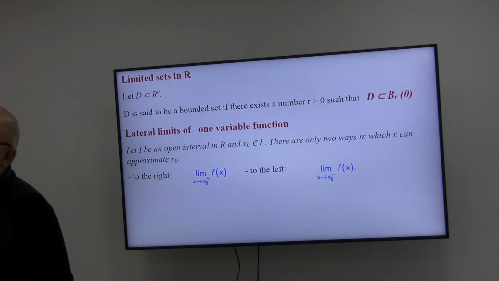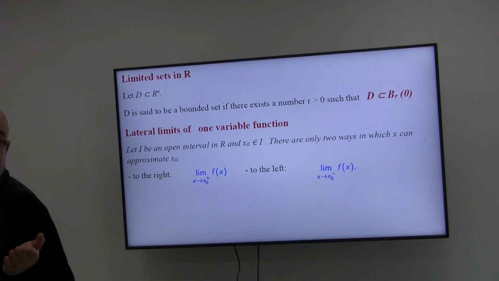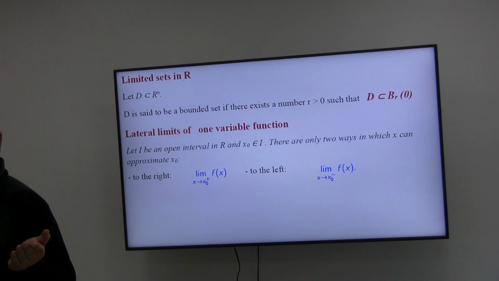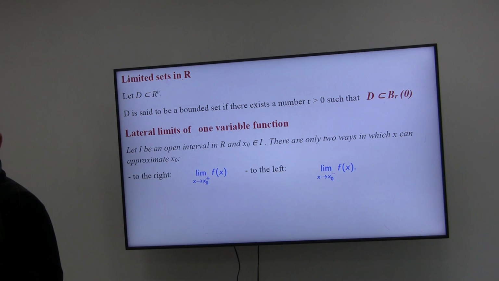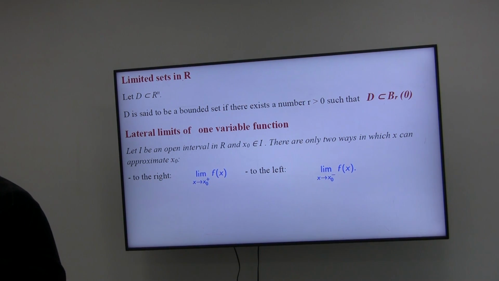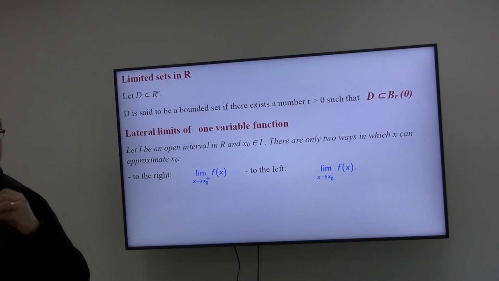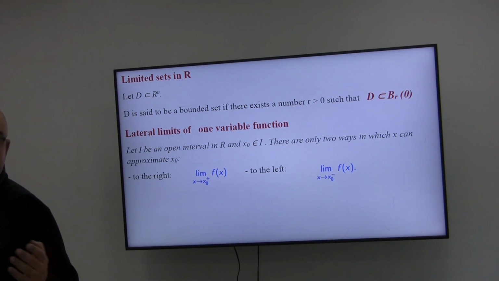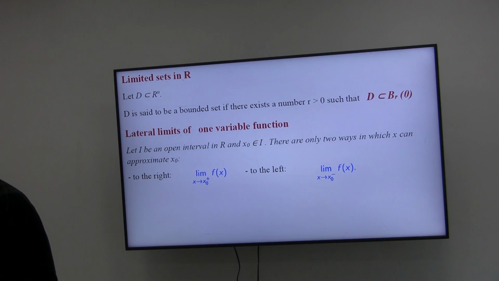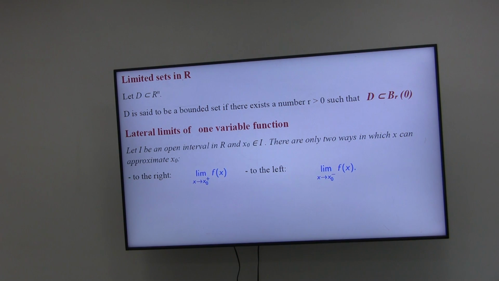The limit is going to exist if the left limit equals the right limit, or the function from the left equals the function from the right. That's the definition of the limit in one dimension. But the problem starting from two dimensions, and it will increase in dimension of course, is that you can approach from plenty of paths, not just one path.